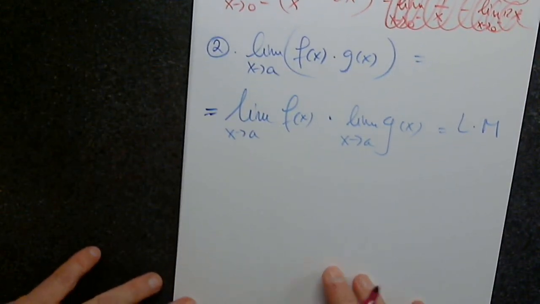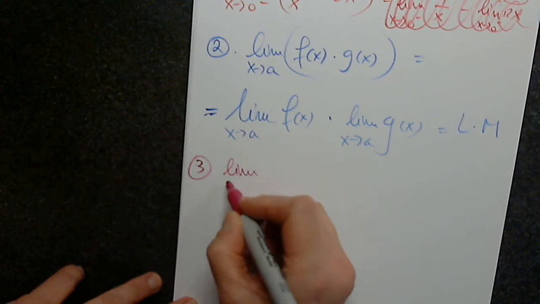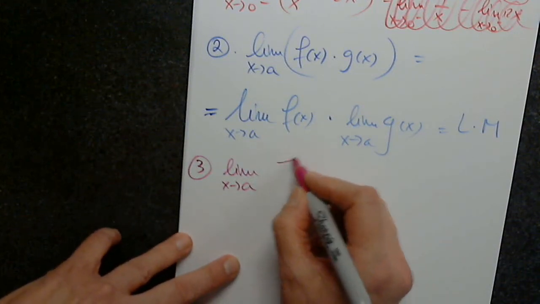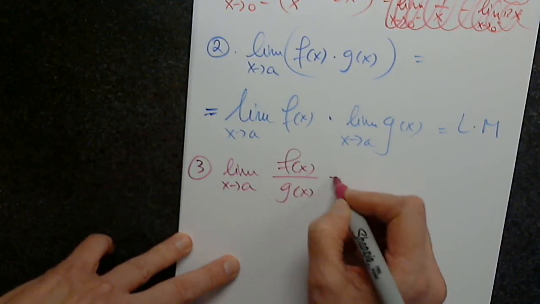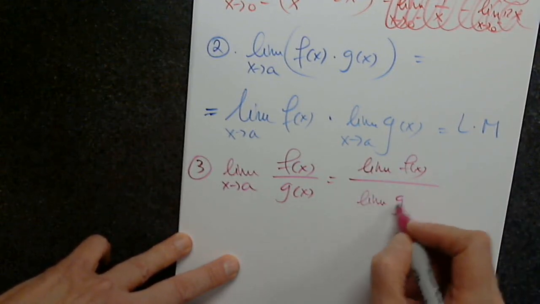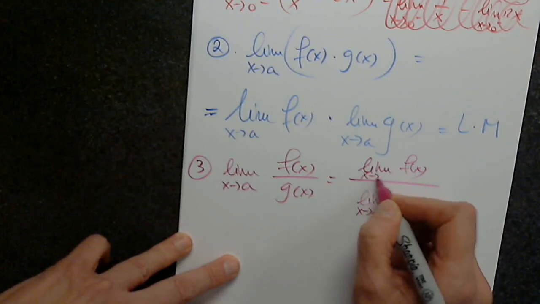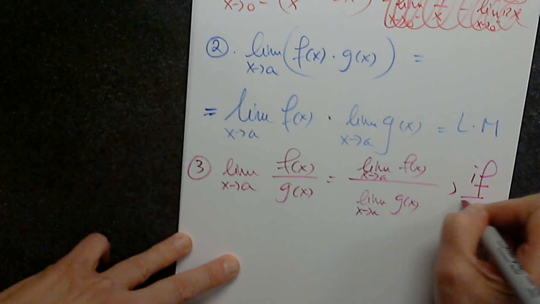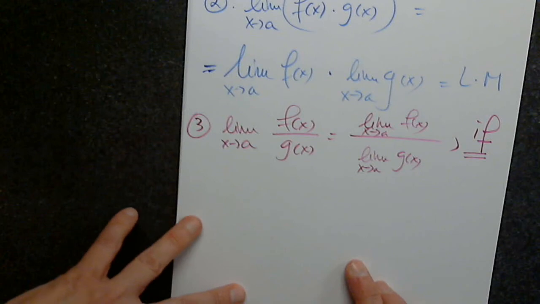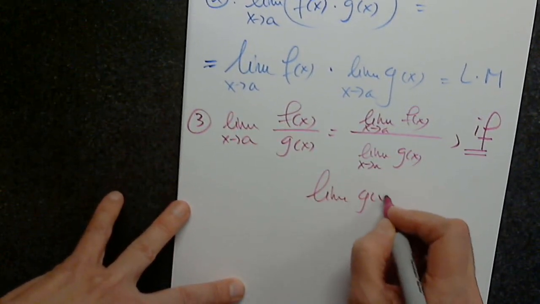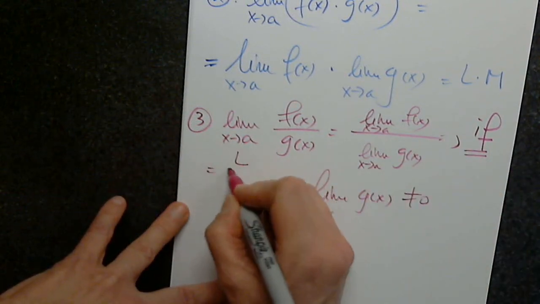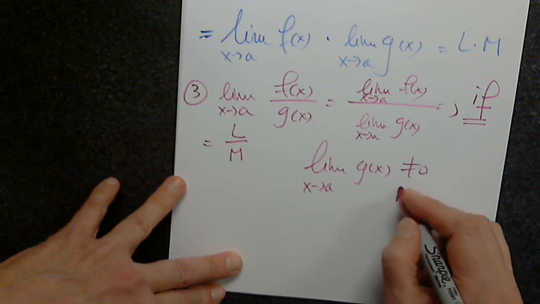Okay, number 3, the limit. What do you think I'm going to write now? Again, it's common sense. Yes, of course. It is limit of f of x over limit of g of x, as x approaches a. But this time I have to write a big if. What is this big if all about? Limit of g of x as x approaches a does not equal 0. In that case, assuming that, it will be L divided by M. So M cannot be 0.